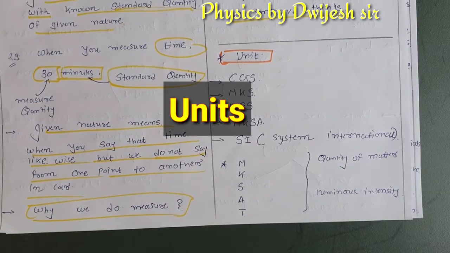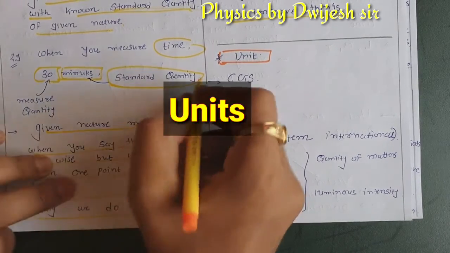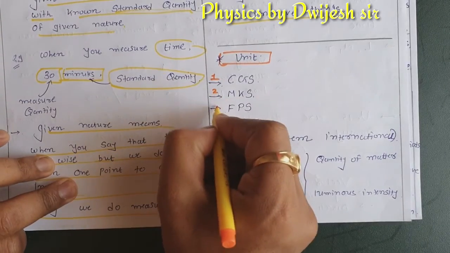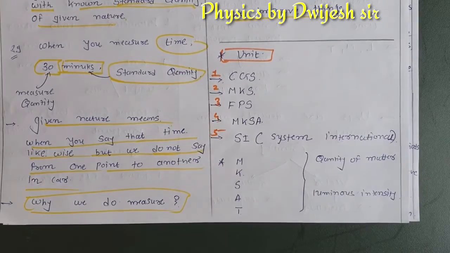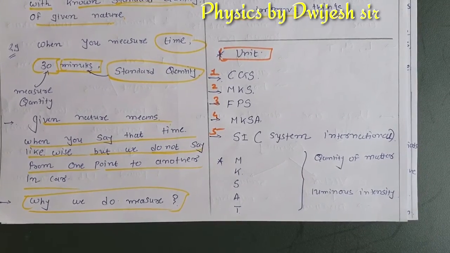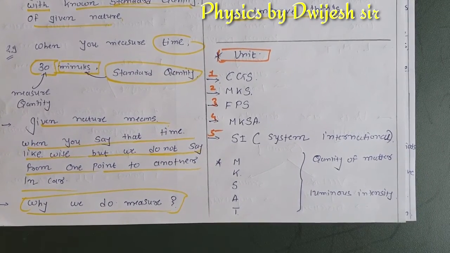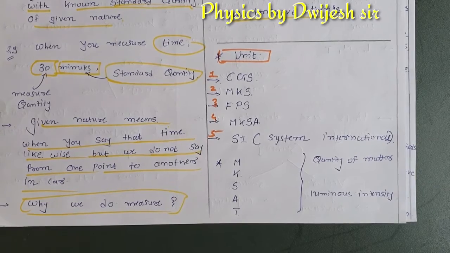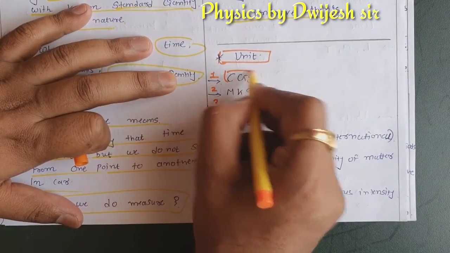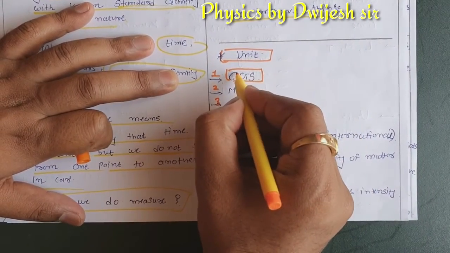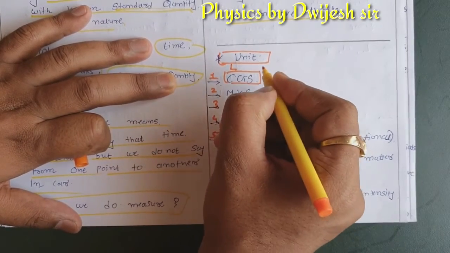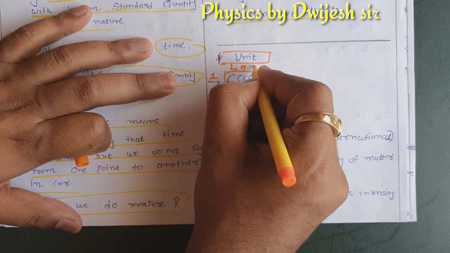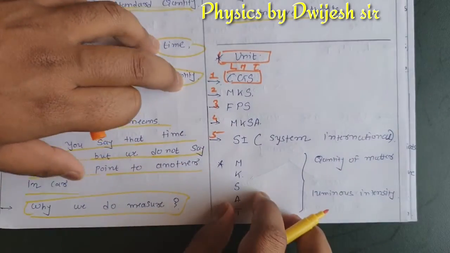Unit. We have to say how many types of units are present. Generally units are 5 types. There is a first one, a second one, a third one, a fourth one, and a fifth one. But first of all, generally, there are 3 types of units. First is known as CGS. What is CGS? C means centimeter, G means gram, and S is second. L is length, M is mass, and T is time.